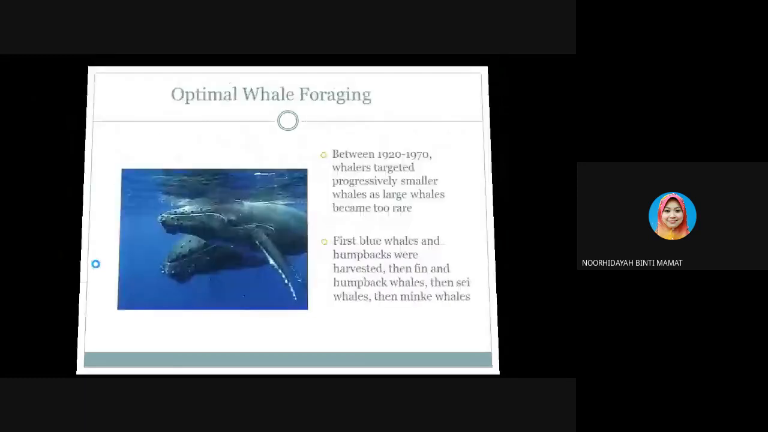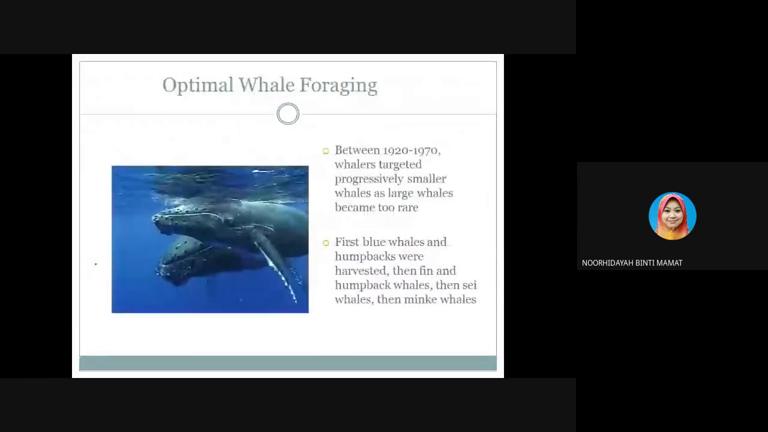So, optimal whale foraging. Between 1920 and 1970, whalers progressively targeted smaller whales, as large whales became too rare. First they were most likely to catch the blue whales, then humpbacks, then fin whales, then sei whales, then beaked whales. So the whales also had a targeted catch.